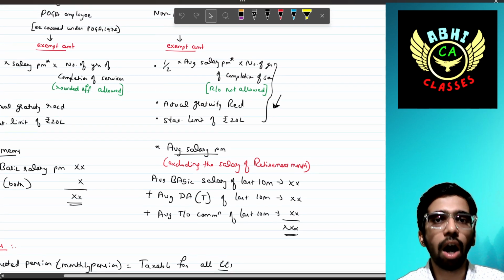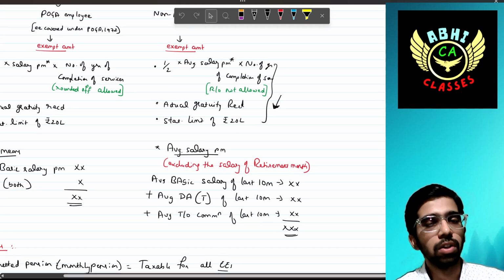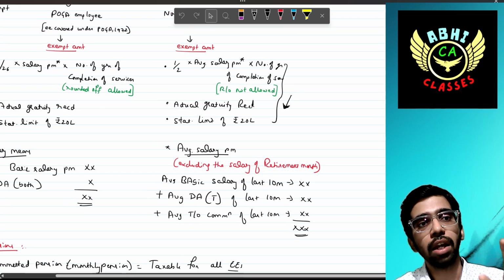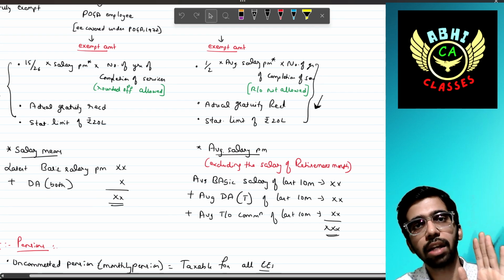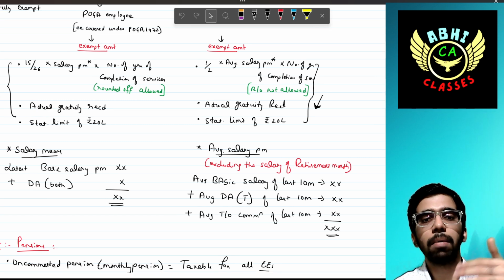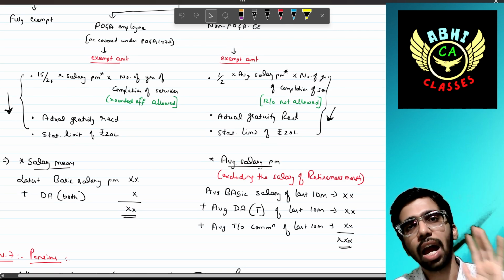Average salary into half into number of years of completion of services. In that, round off is not allowed. In the first case, round off is allowed. In the first case, salary means DA both plus basic. In this case, salary means average of 10 months basic plus DA in terms plus turnover commission. In the first case, we do 15 by 26. In this case, we do half.